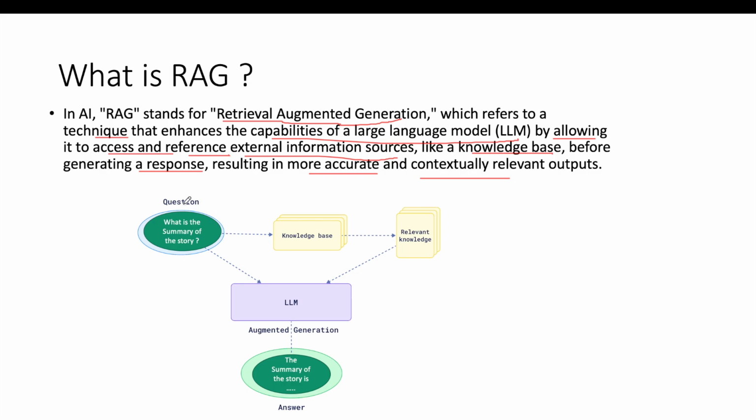So if a question is asked by a person, then the LLM will take help of this knowledge base. The knowledge base is where all the documents and all the information are stored. The LLM will use this knowledge base to get the relevant documents for the question, and then it will augment that information into its response, generate a new response, and send it to the user. So this is the basic flow.